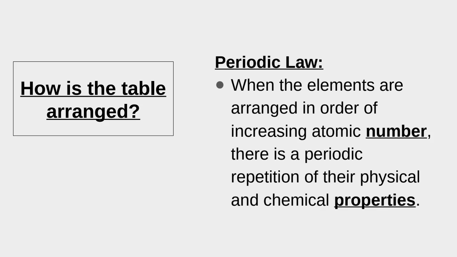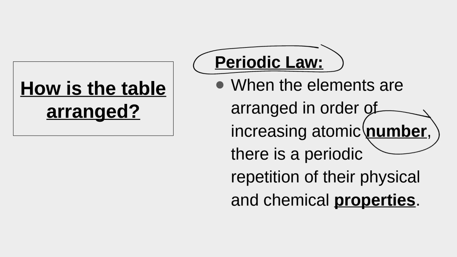How is our current modern periodic table arranged? Well, our current table follows something called the periodic law. This states that when the elements are arranged in order of atomic number, not atomic mass like Mendeleev had suggested, there is then a periodic repetition of their physical and chemical properties.